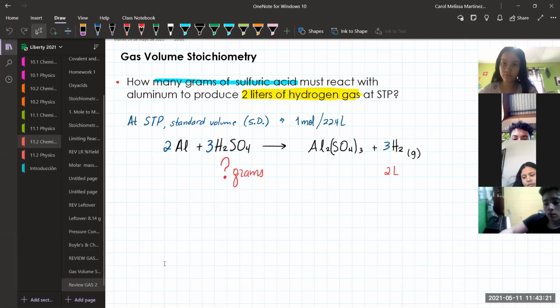Because I have grams, I need to relate the molar masses. Okay. Here, the key of this problem is the grams that they are asking me. So the first step for this problem will be to calculate the molar masses. So as a first step, I'm going to get the molar mass of sulfuric acid, and the other step will be to get the molar mass of hydrogen gas.